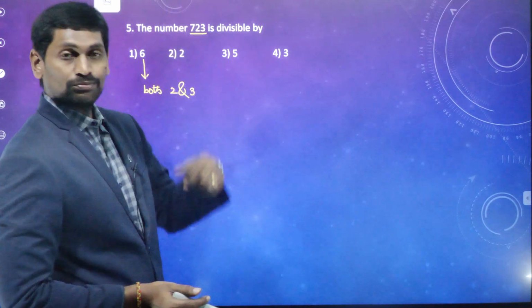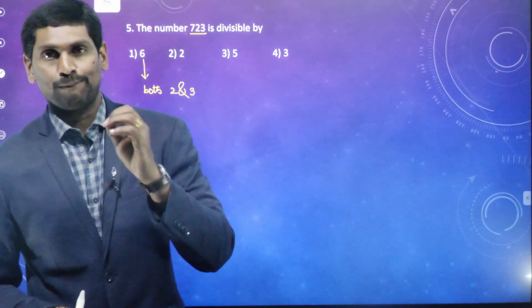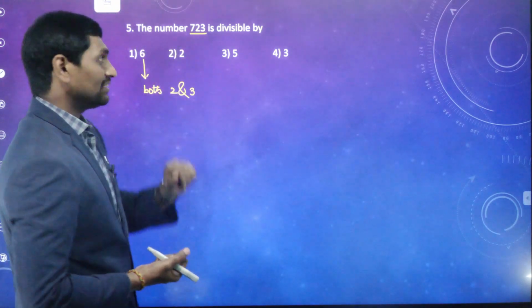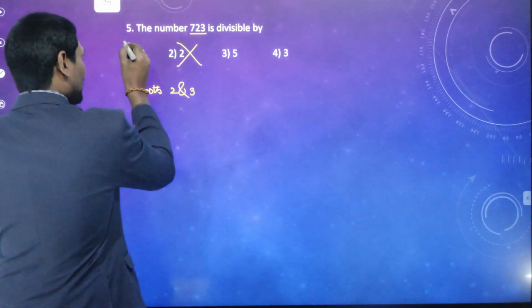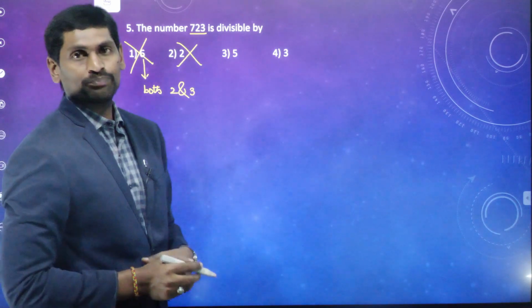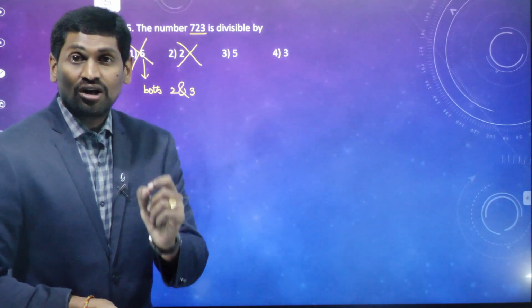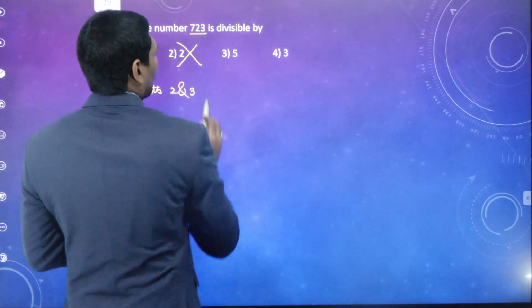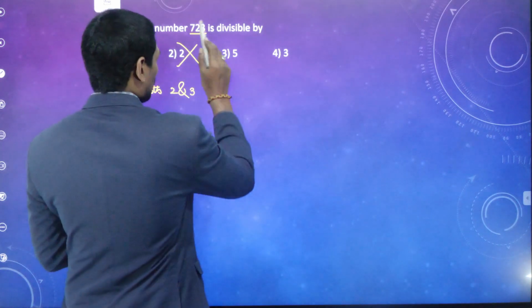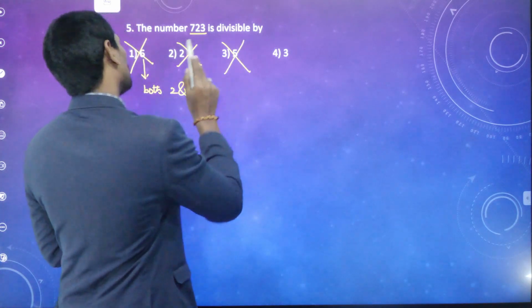Now check, is it divisible by 2? The divisibility rule for 2: the units place digit is an even number or 0. Here the units place digit is an odd number, so it is not divisible by 2 and not divisible by 6. Now the rule for 5: the last digit or units place digit of a number is 0 or 5. Here the units place digit is 3, which is neither 0 nor 5, so this is also incorrect.